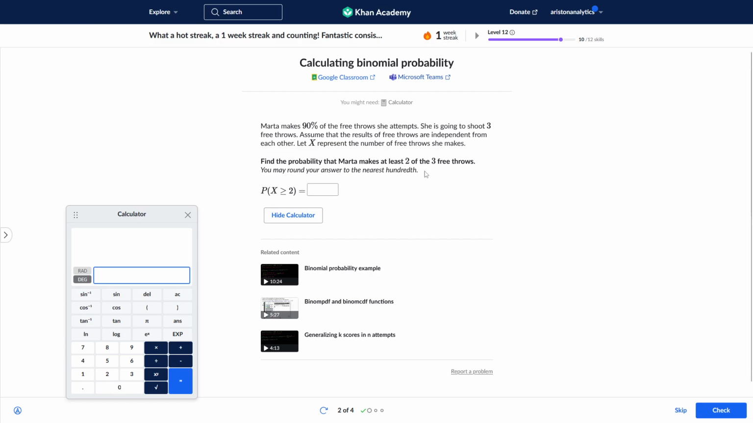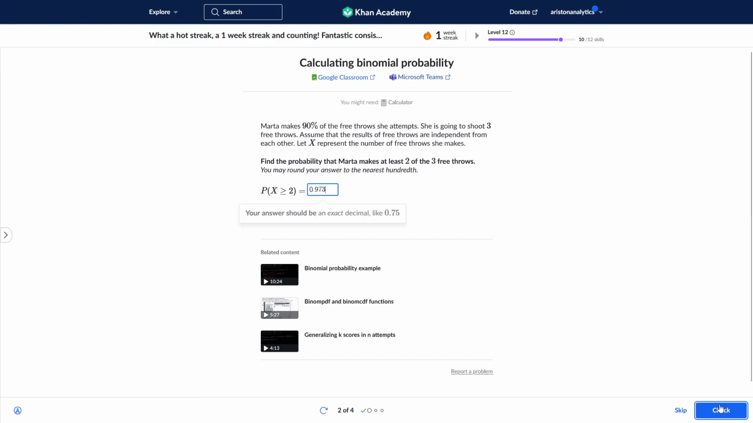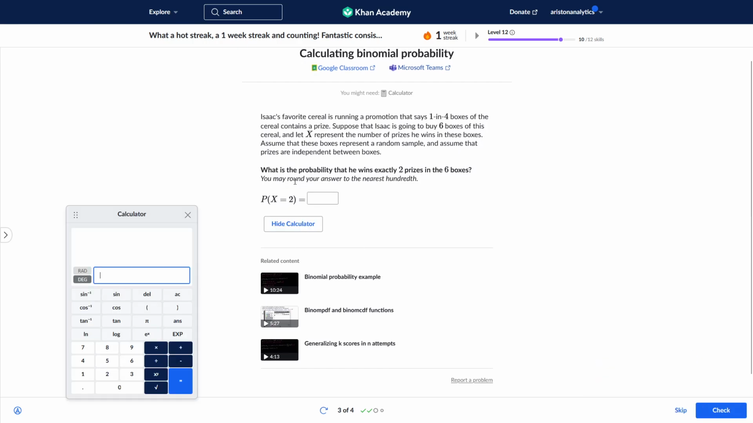Because this says at least 2, we can actually just solve for the one case that it's not 2 or 3, so just 1. So it's the same values, so 1 minus this should give us that. Makes at least 2 of 3. Let's see. Yep, exactly 2 prizes, so we're solving for one condition.